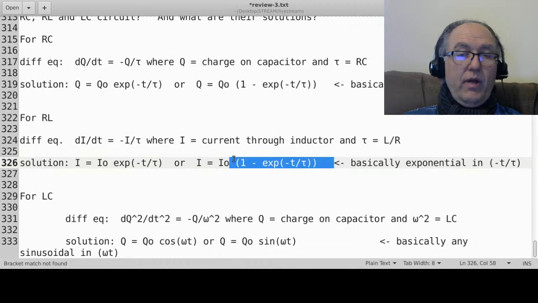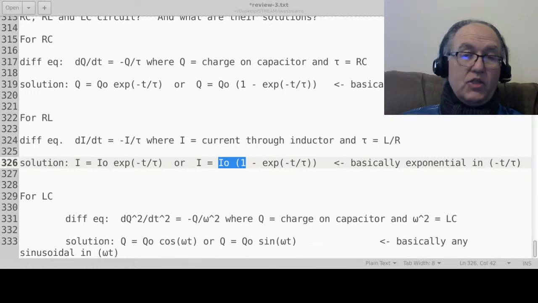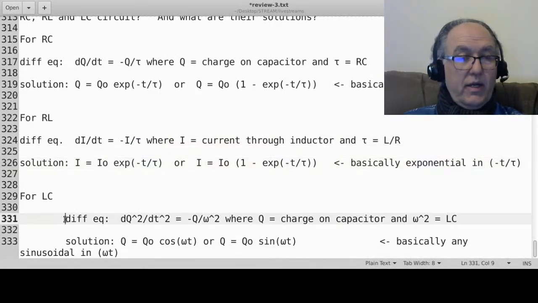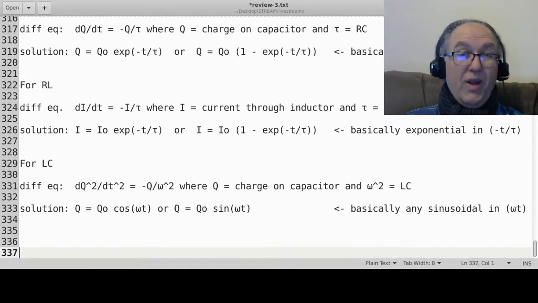If you just plug that back in there, this extra term, the I naught term, when you differentiate a constant, what do you get? 0. So it just drops out. Okay, so again, first order differential equation, and you're going to get an exponential. It's the LC circuit that is different, and that's one of the things I wanted to highlight in doing this.